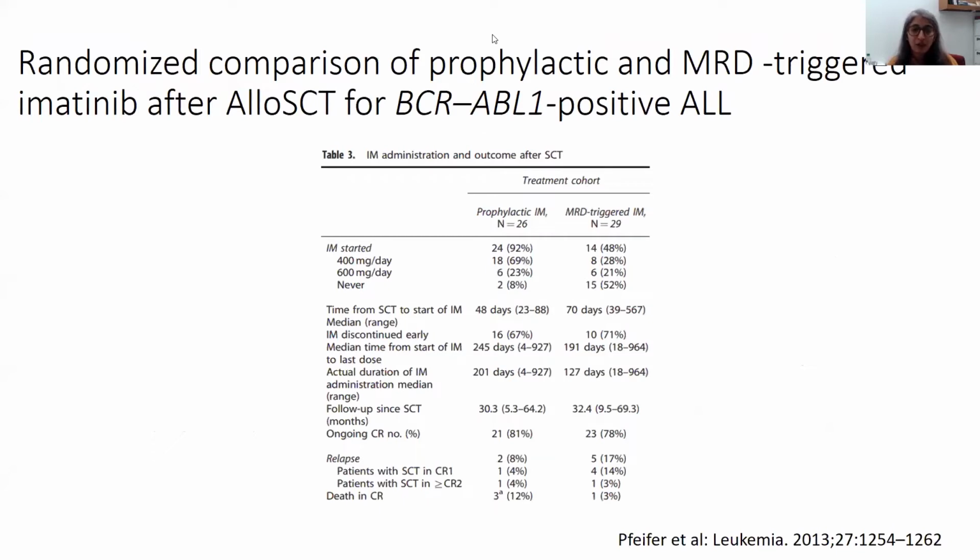This is the same data for the same cohort looking at relapses, and there was no difference in relapses between these two cohorts as well. So both options are viable. I think my preference and a lot of transplant physicians' preferences would be to do imatinib prophylactically. Patients tend to tolerate it well, and it really negates the need for very rigorous MRD screening.